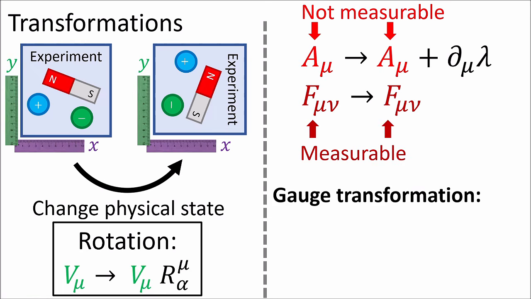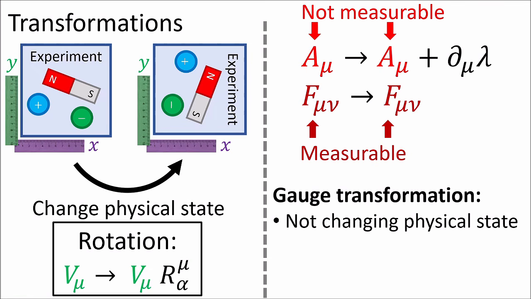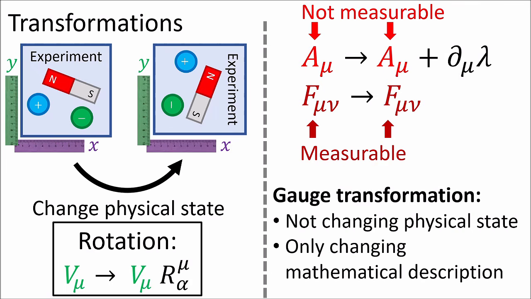So when we gauge transform A, we're not changing the physical state. We're just changing to another mathematical description of the same physical state. And that's what we mean by gauge transformation. It's a change in mathematical description for the same physical state.